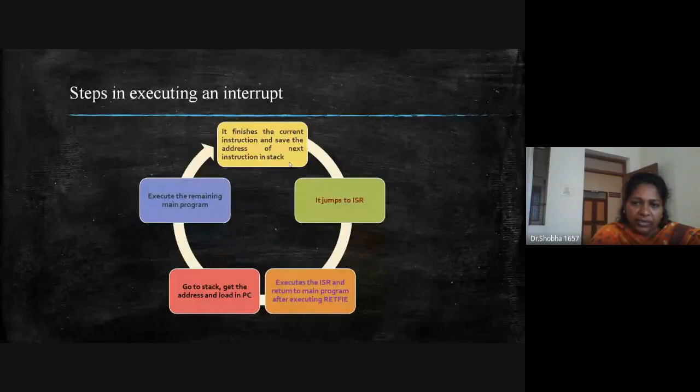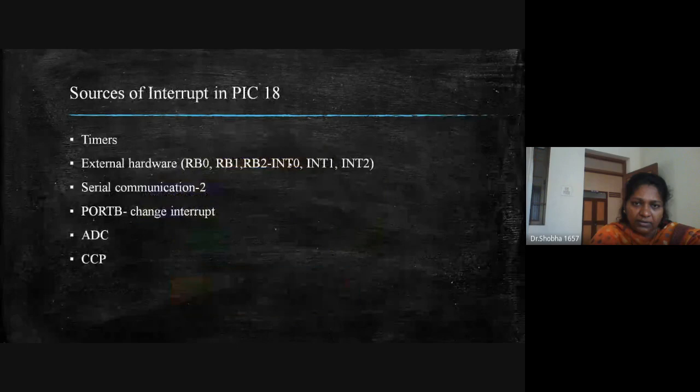This is the general thing which happens when it is in a main program. It finishes the current thing and saves all the needed data, the program onto the flag register, onto the stack. Then it goes to the ISR. It executes the interrupt service routine. Then it returns when it gets the instruction RETFIE. Fine. So you have different ways in which it can return. It can take the file register contents and then return, or it can just take the program counter address and return back.